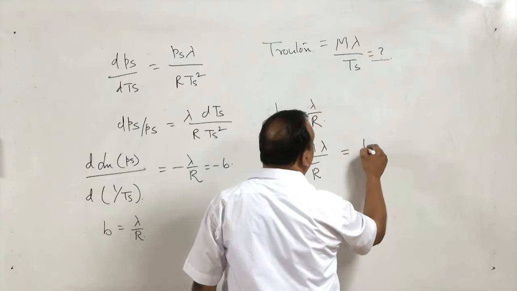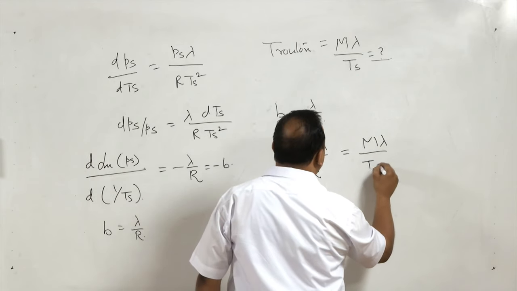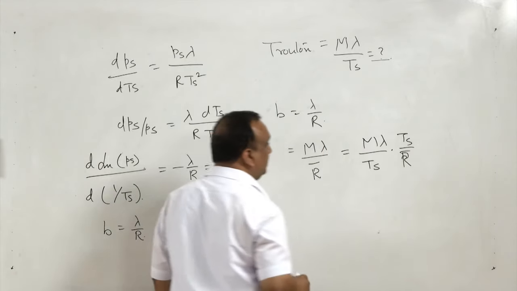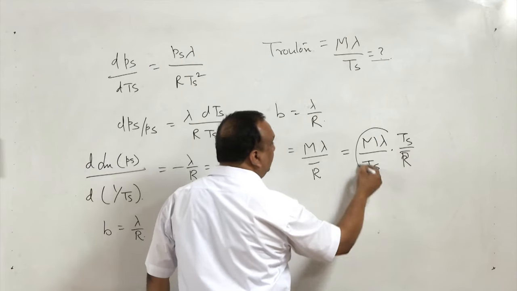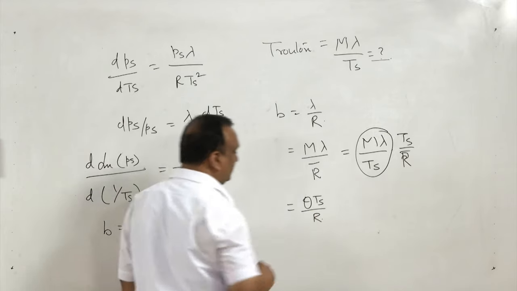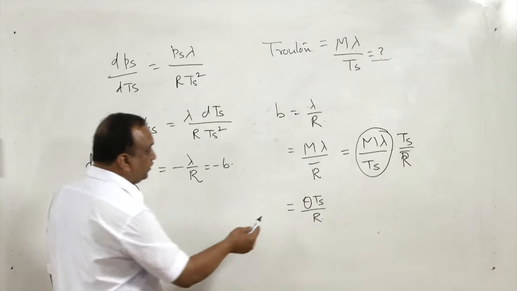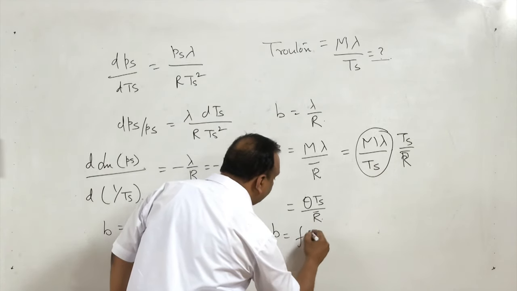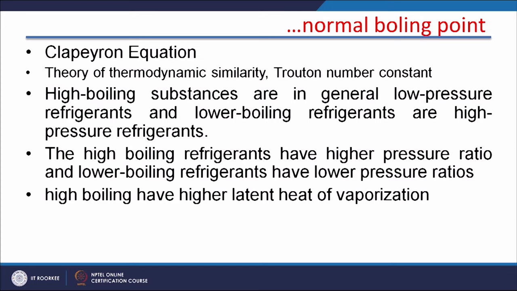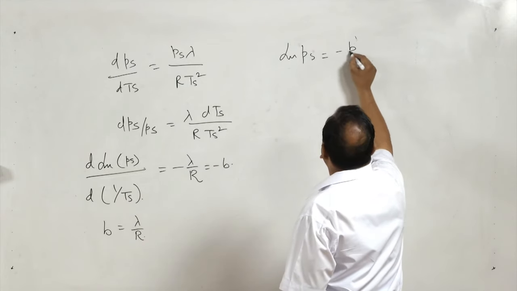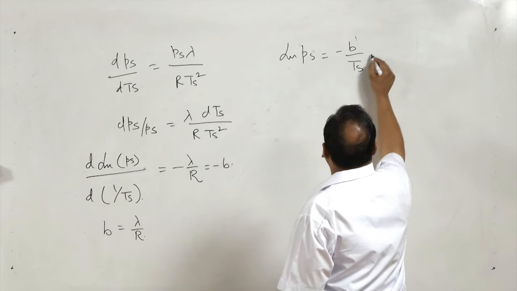Now, it can further be written as M lambda over Ts multiplied by Ts upon R bar. Now, this M lambda over Ts is constant, and R bar is constant. So, B is a function of Ts. Now, regarding this equation, if we integrate it, we will get natural log of Ps is equal to minus B by Ts plus A.